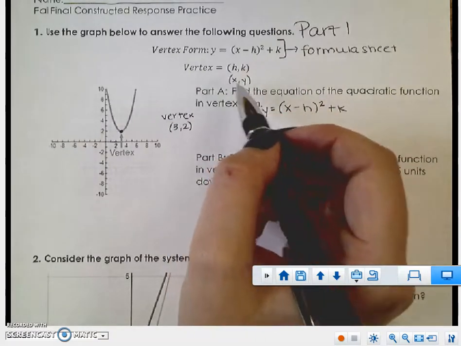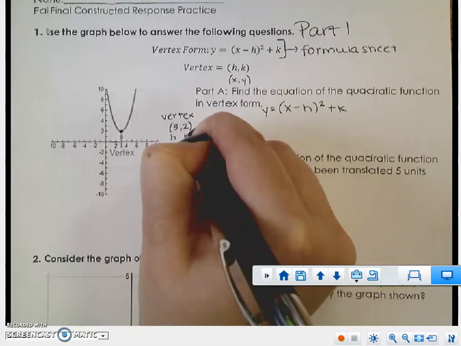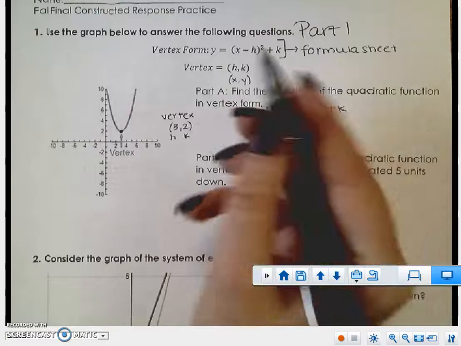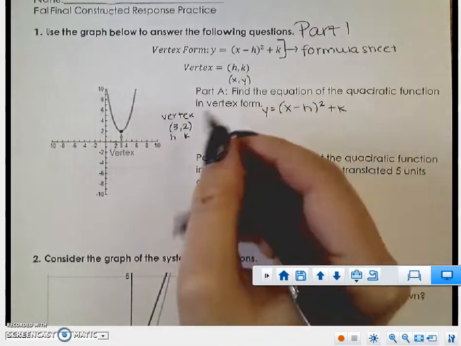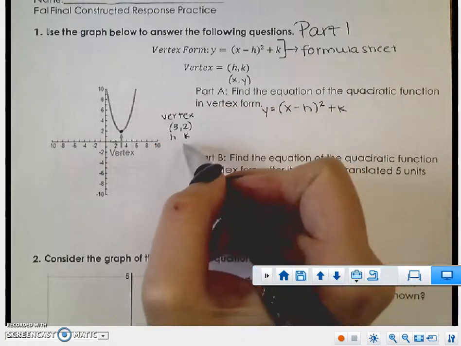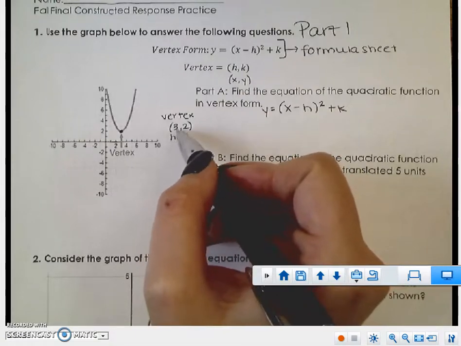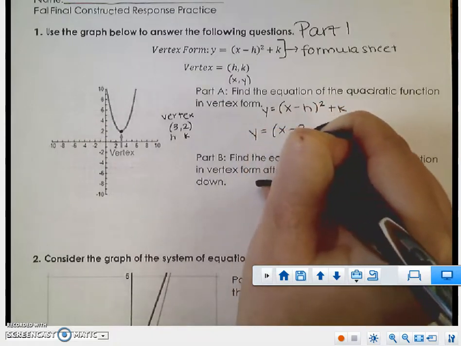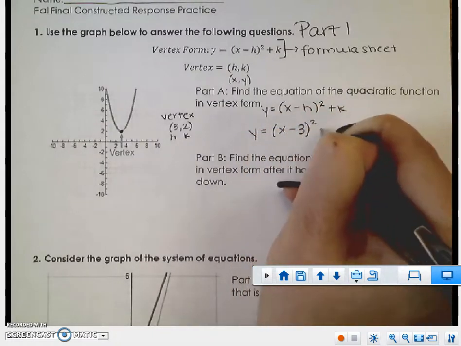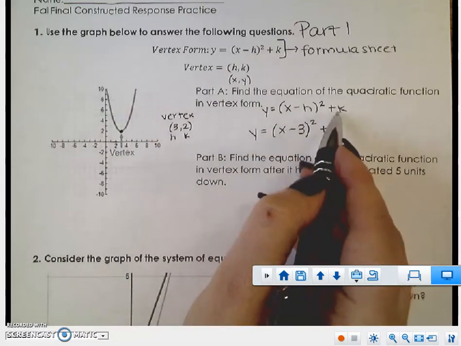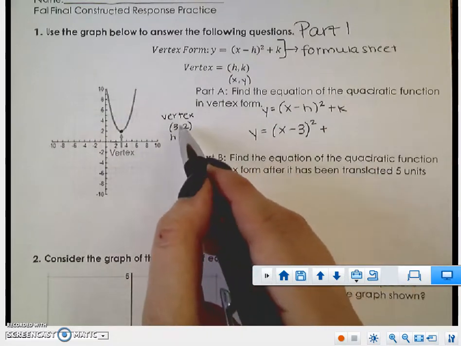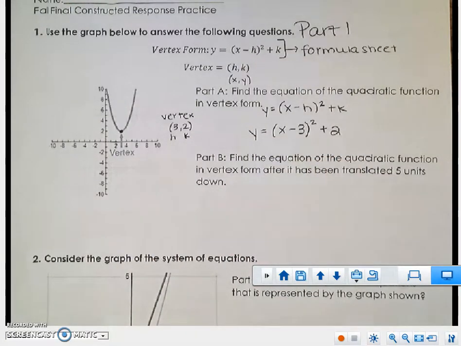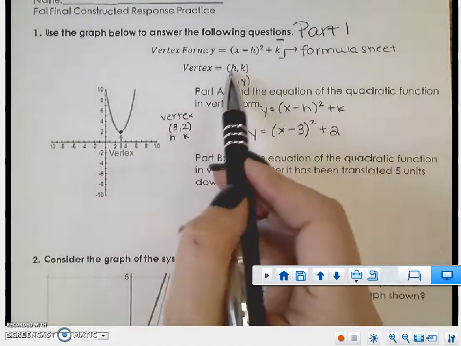Vertex form, instead of using x and y, they use h and k. Don't ask me why, I have no idea. h stands for horizontal shift, k stands for vertical shift. I don't know where they got the k from. So in my equation, everywhere I have an h, I'm going to substitute a 3. So I have y equals (x minus 3) squared plus, instead of putting k, I'm going to put my k value, which is 2. So all you have to really remember is that your vertex is (h, k).